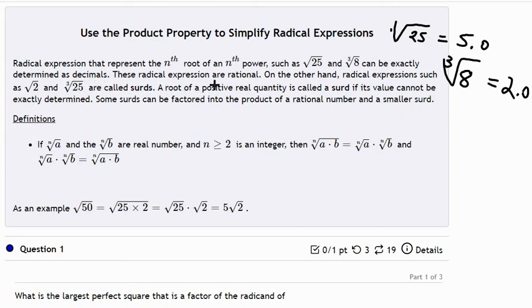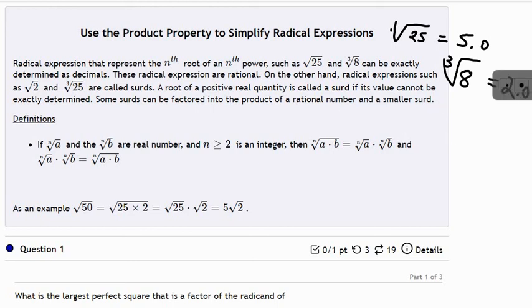These radical expressions are called rational. So the square root of 25 is rational, it's 5.0. The cube root of 8 is rational, it's 2.0. On the other hand, radical expressions such as the square root of 2 and the cube root of 25 are called surds, S-U-R-D-S. A root of a positive real quantity is called a surd if its value cannot be exactly determined. Some surds can be factored into the product of a rational number and a smaller surd.